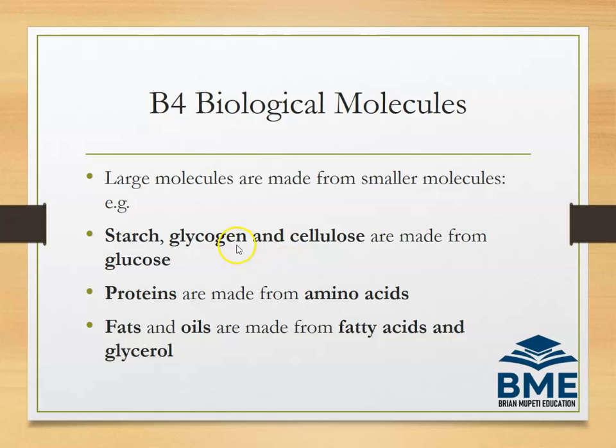Before that, we need to remember that large molecules, like I highlighted earlier on, are made from smaller molecules. These large molecules are also known as macromolecules. Examples of these macromolecules include starch, glycogen, and cellulose. These three are all made from glucose. Glycogen is found in animals. Starch and cellulose are found in plants.